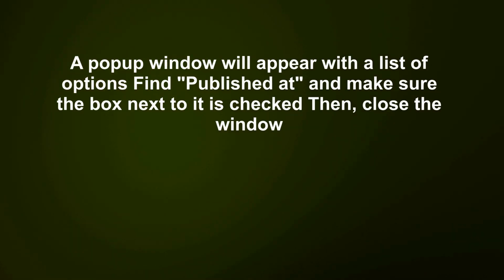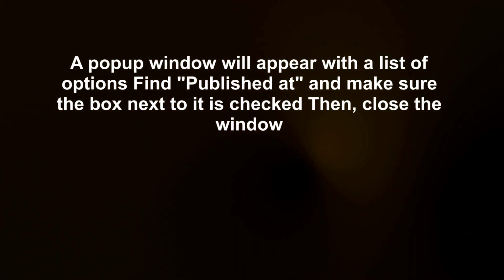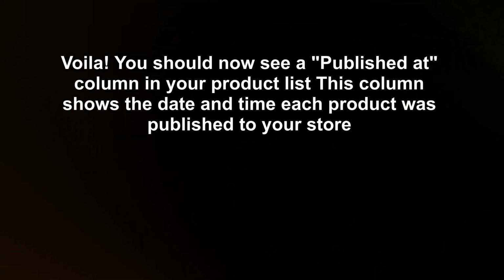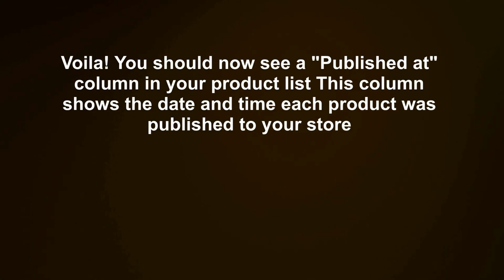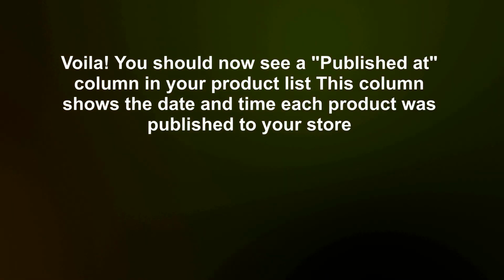Click on it. A pop-up window will appear with a list of options. Find Published At and make sure the box next to it is checked, then close the window. Voila! You should now see a Published At column in your product list. This column shows the date and time each product was published to your store.